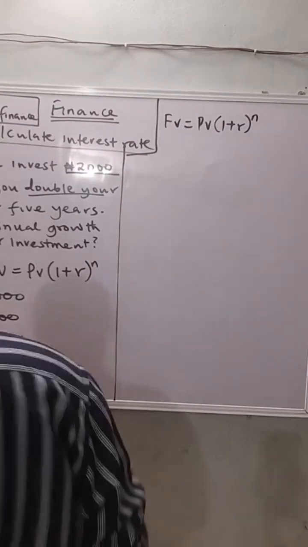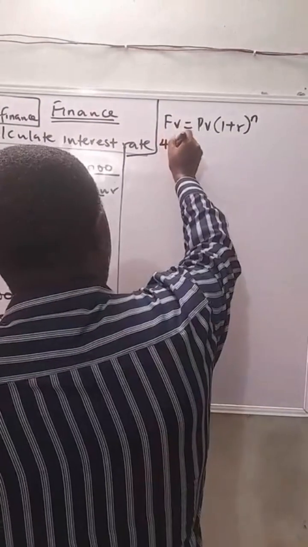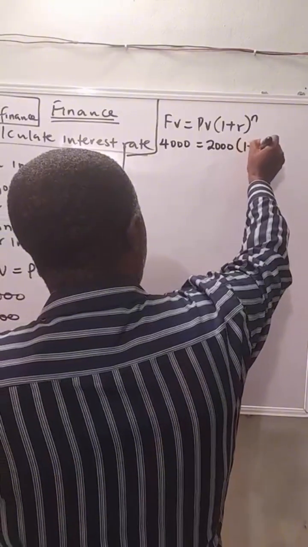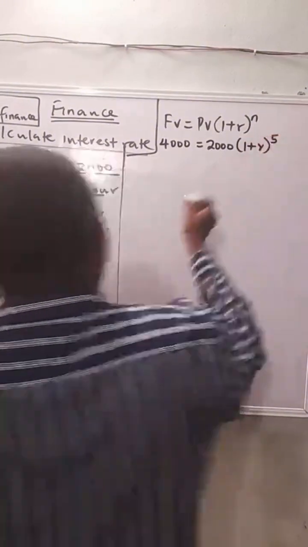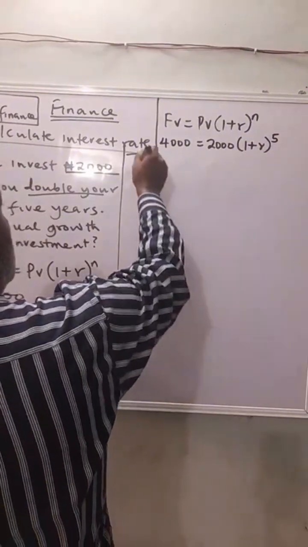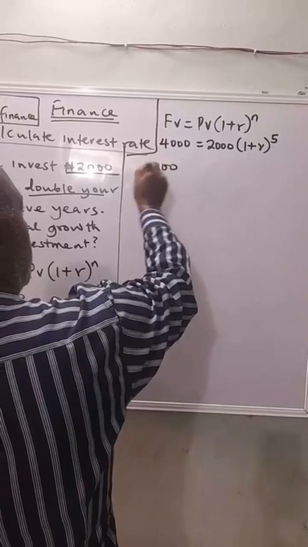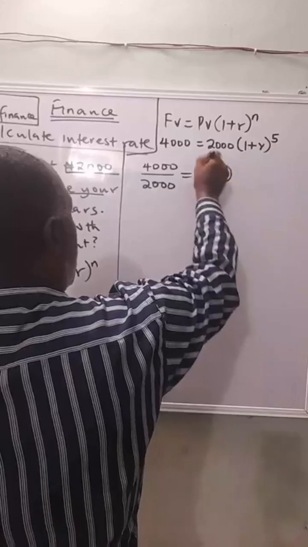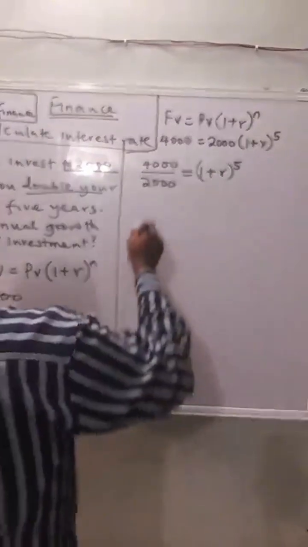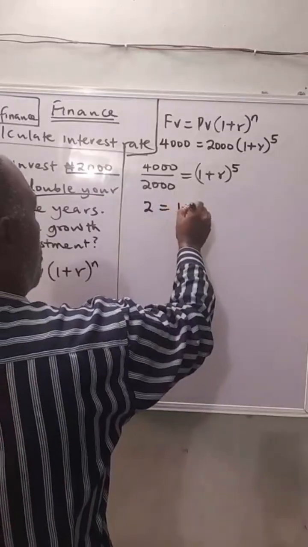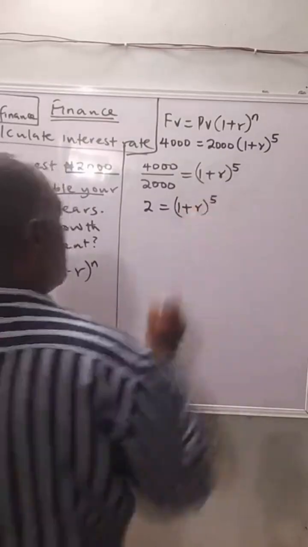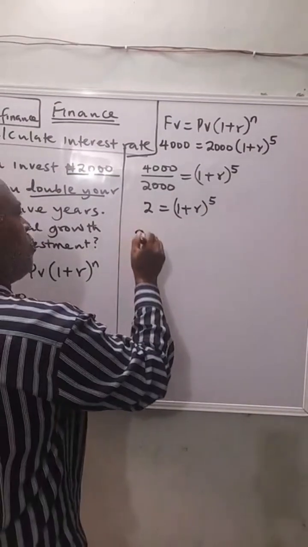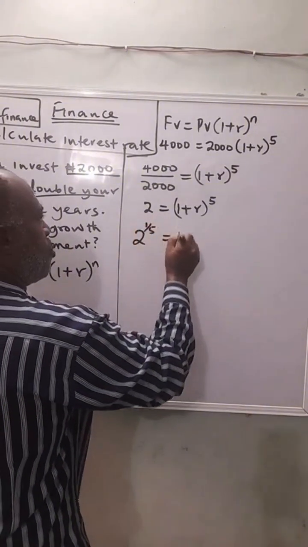A simple substitution: this will be 4,000, this will be 2,000, and this is 1 plus R, all raised to power 5. We'll divide both sides by 2,000, so 4,000 over 2,000 equals 1 plus R, all raised to the power of 5. Divide this, you have 2 equals 1 plus R, all raised to the power of 5. This 5 means 5 over 1. Remove it, and it becomes 2 raised to power 1 over 5, equal to 1 plus R.